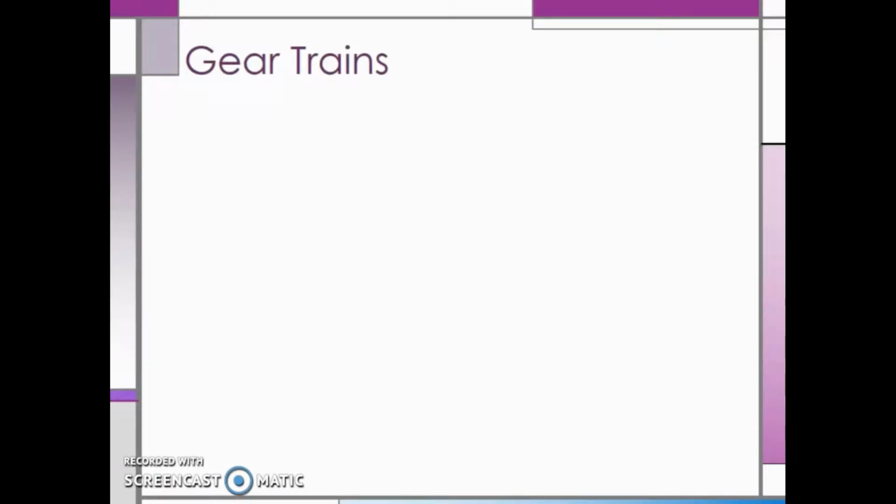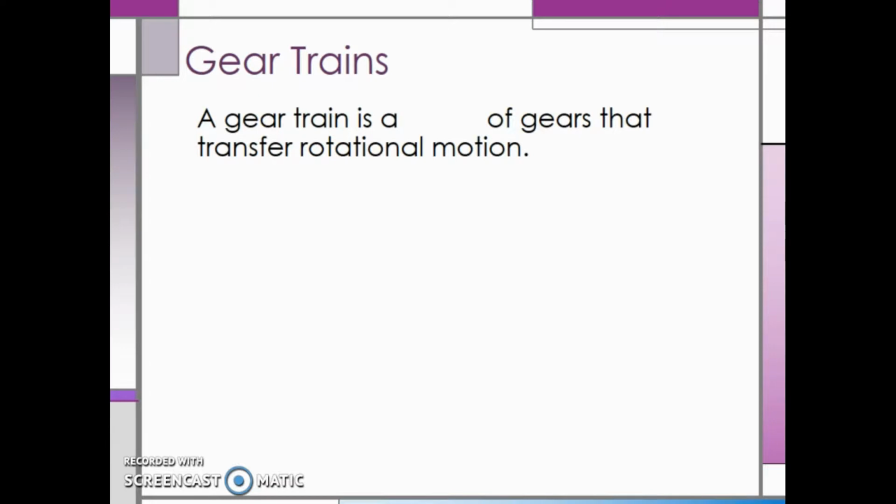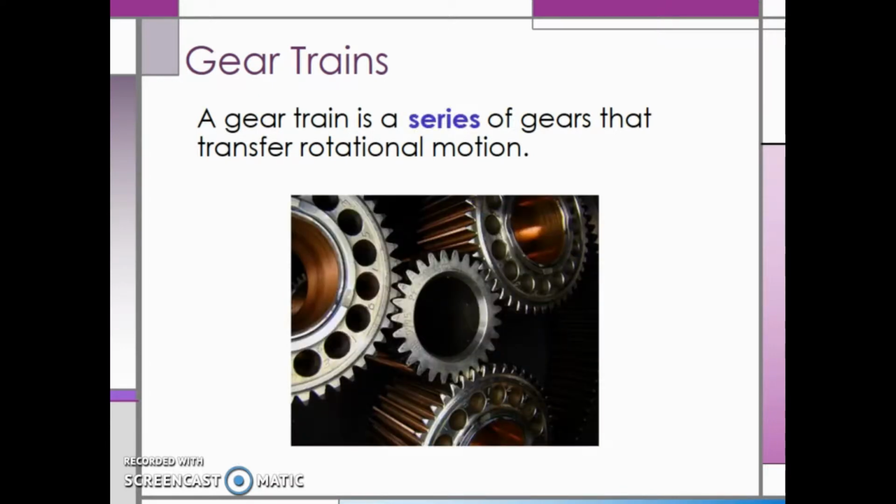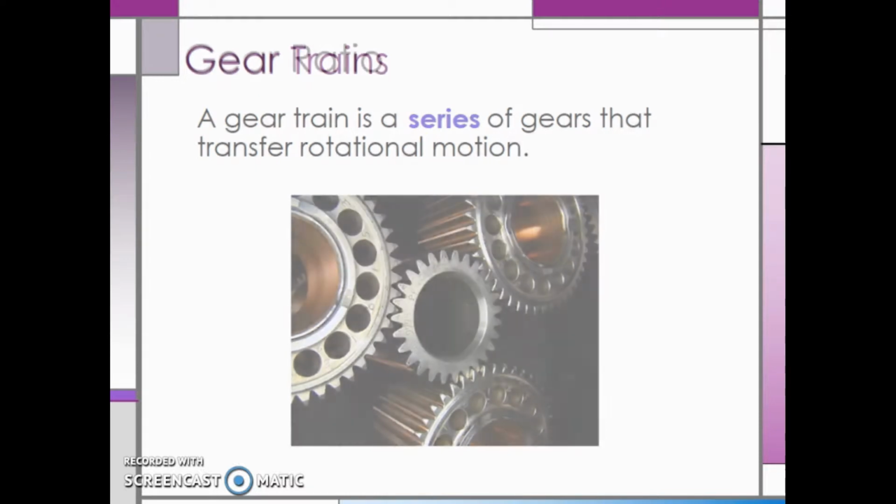In the previous videos, we were introduced to gears and transfer of speed and torque. In this video, we're going to look at gear trains and idler gears. A gear train is a series of gears that transfer rotational motion. The transmission in a car is a great example of a gear train.